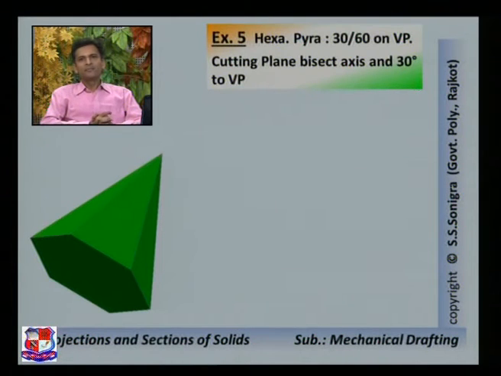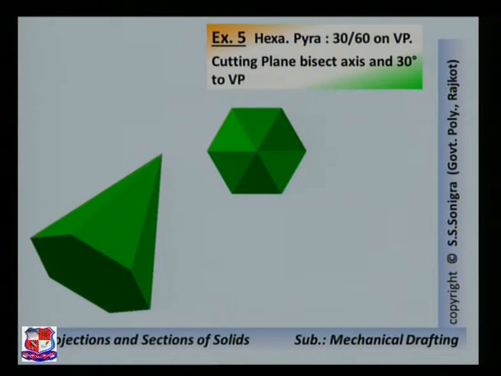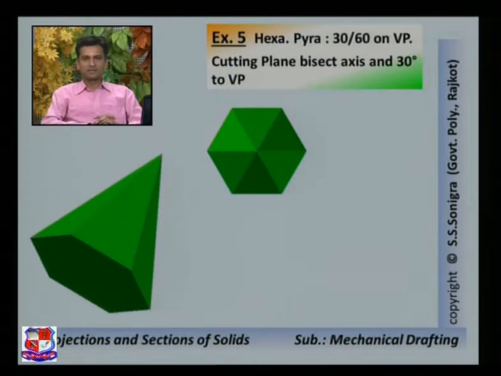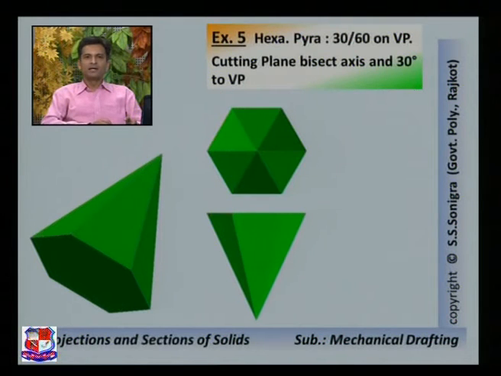So here again the base is on VP, so first we have to draw a hexagon above the XY line like this. So draw a hexagon above the XY line of side length 30 millimeter, and its top view would be a reverse triangle like this, because it is given that its base is on the vertical plane. So this would be the front view and top view of the given position.